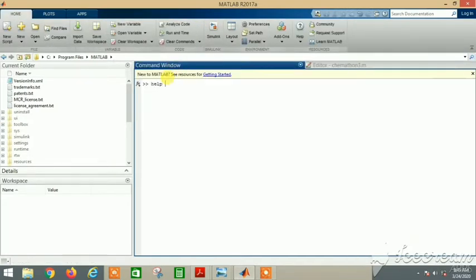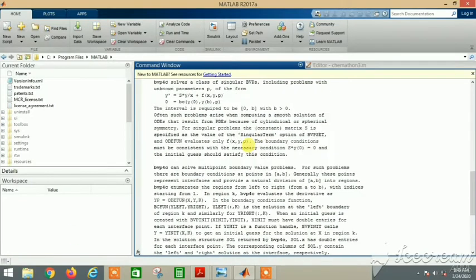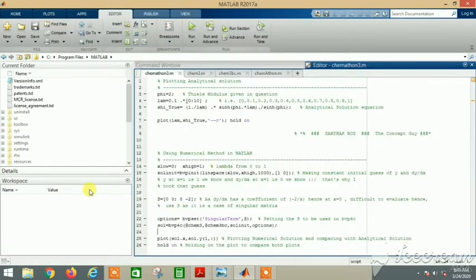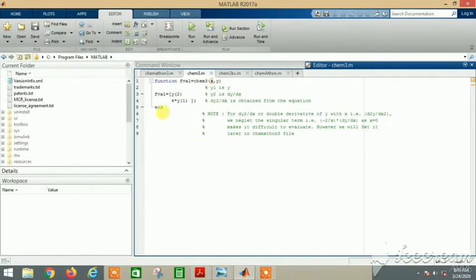Okay, so first, let's take help. I'm asking MATLAB for help with BVP4C. You can actually go through this and read it. First we need an ODE function, then a BC function, then solinit. My first function is @chem3. That is my ODE function.